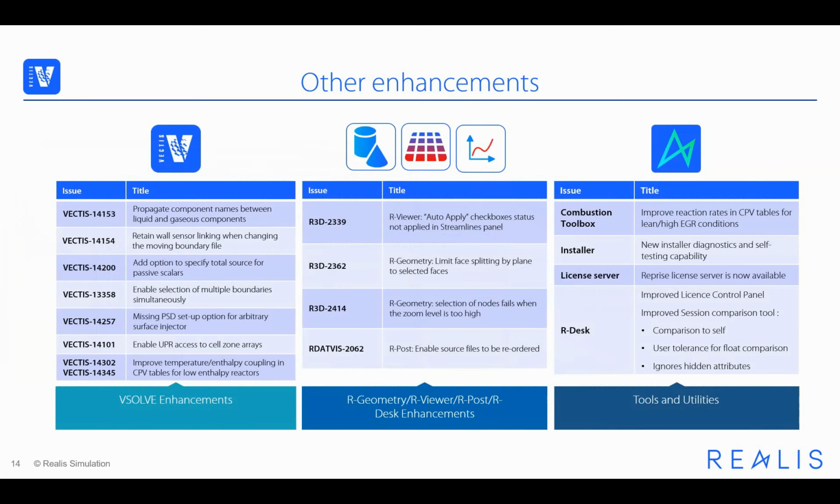Finally, the coupling between the enthalpy and temperature in CPV tables was improved for the so-called frozen reactors at low enthalpy. This improves the convergence property of the computations during the expansion phase.